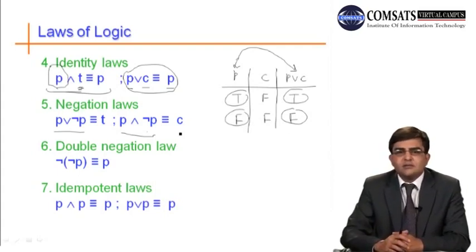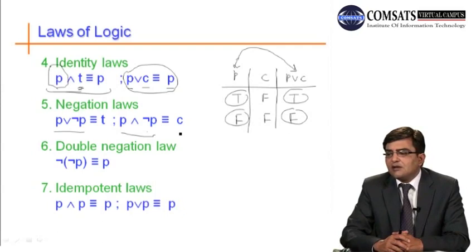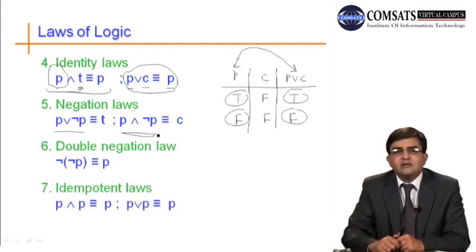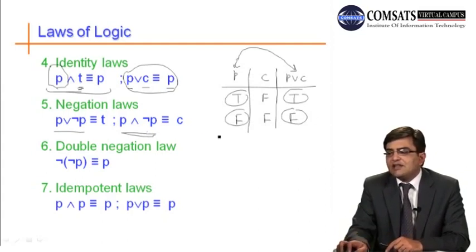We can also prove this equivalence using a truth table, but it is obvious here: if P is true, not P is false, and if P is false, then not P is true. So at least one of these two propositions has a false value in each row, therefore this compound proposition will always be false. Therefore we can say that P and not P is logically equivalent to C. So these two laws are negation laws.